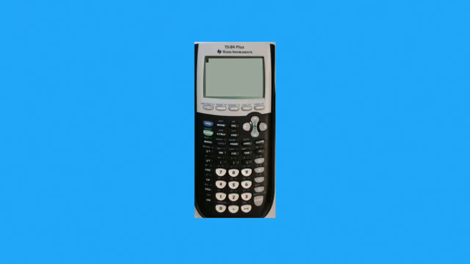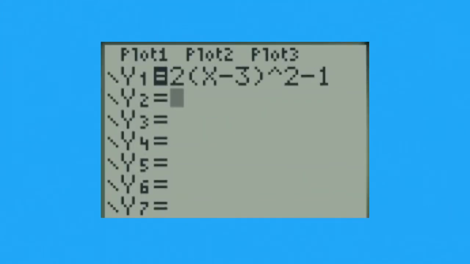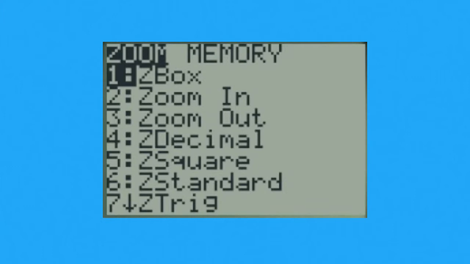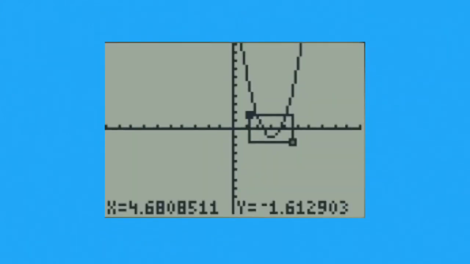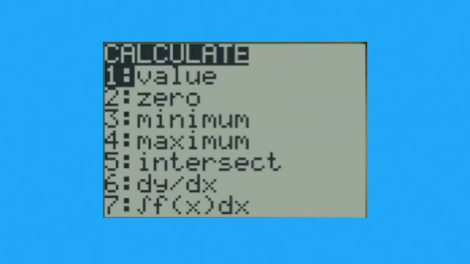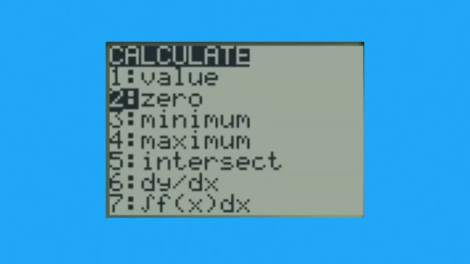Let's compare our most recent sketch to a calculator-generated answer. Enter the function into your calculator and follow along. First, note that the standard zoom looks very similar to our final sketch. Let's go ahead and zoom in on the region where the x-intercepts occur. Once we are here, we can actually calculate the x-intercept values. Open up the Calculate menu by pressing second trace, and then either press 2 or scroll down to select number 2, which says zero. This stands for the zero of a function, which is where the y values are 0.